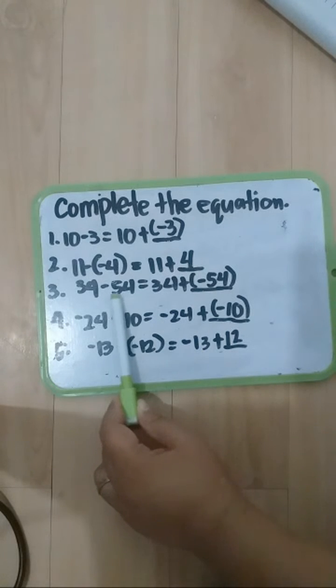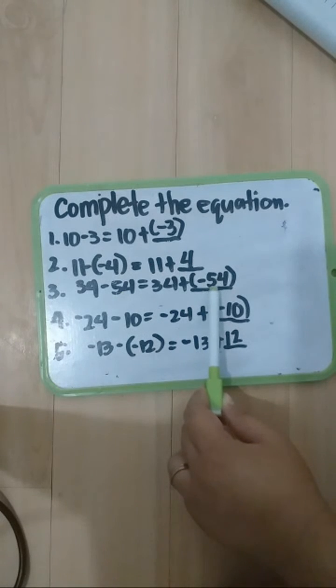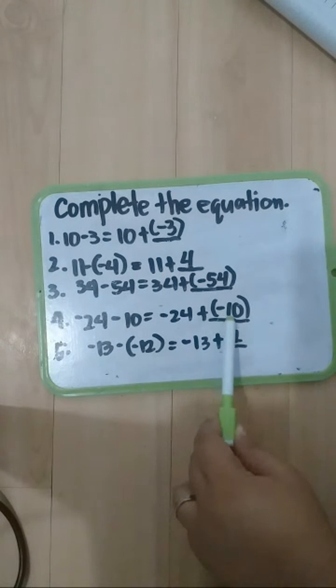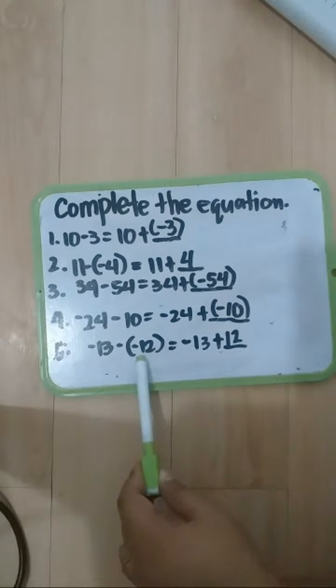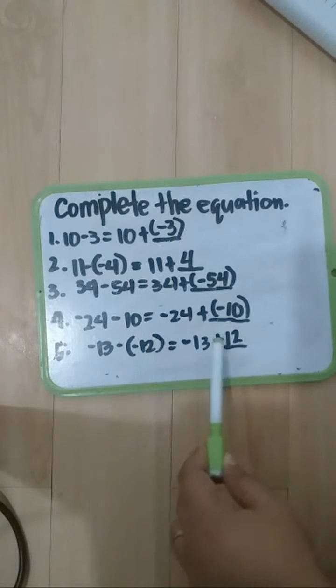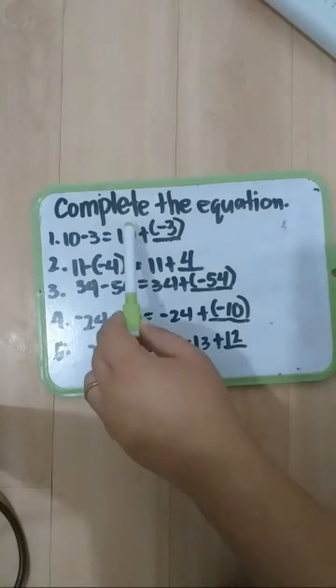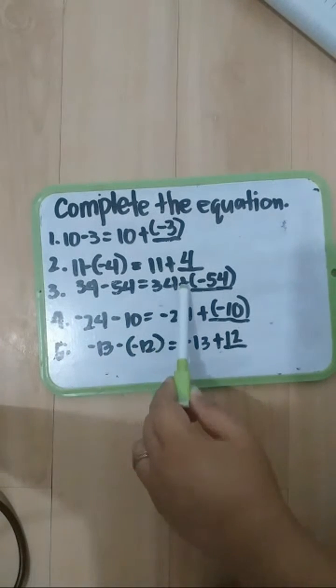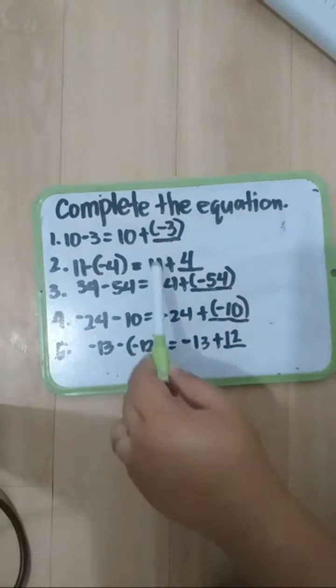Positive yung 54, ginawa nating negative 54. Positive yung 10 dito, ginawa nating negative 10. Negative yung 12 dito, ginawa nating positive 12. At lahat, hindi na minus ha, pinalitan na natin ng plus. Okay?